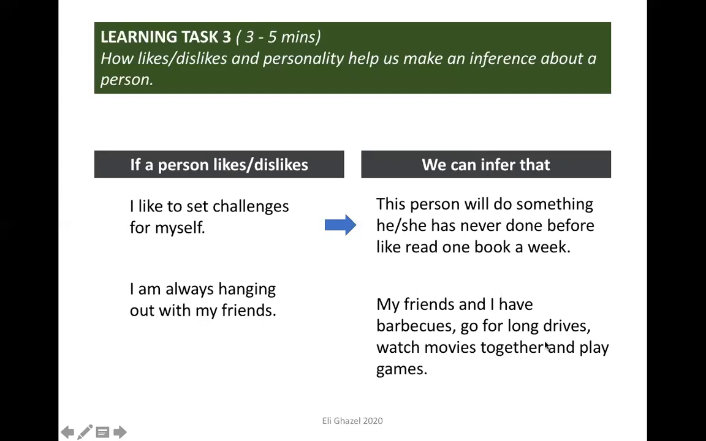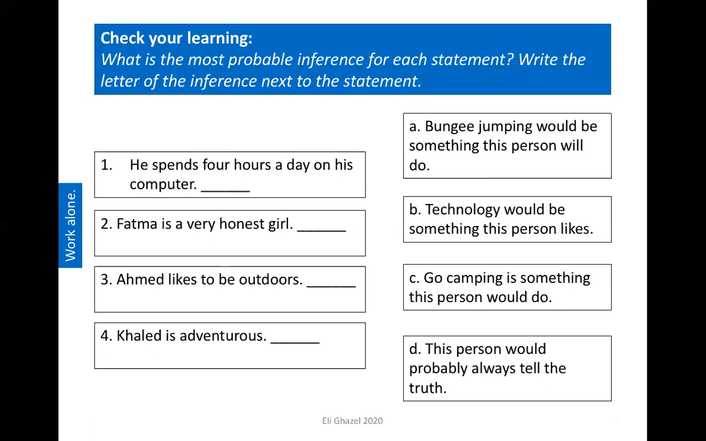You got that, right? So the green is for the learning. Let's now go straight to check your learning. Work alone. Remember, it's not an exercise. We don't need to give 10, 12, 17 sentences.